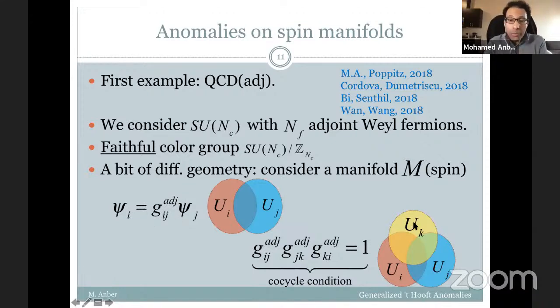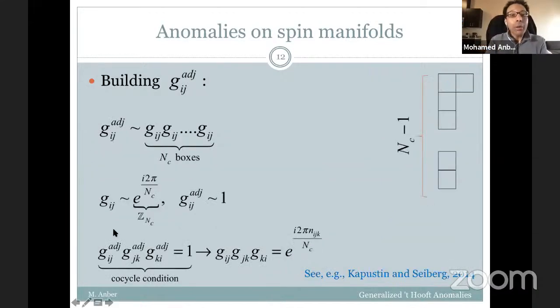Now, in order to make sure that your theory is consistent, you have to demand that on the triple overlap between three patches, U_i, U_j, U_k, the following cocycle condition is obeyed. This is basically a consistency condition telling you that your theory is well defined globally on the four-dimensional manifold. This is always important to satisfy. But let us now think about how you can build the g_ij in the adjoint representation, how you can build the transition function in the adjoint representation.